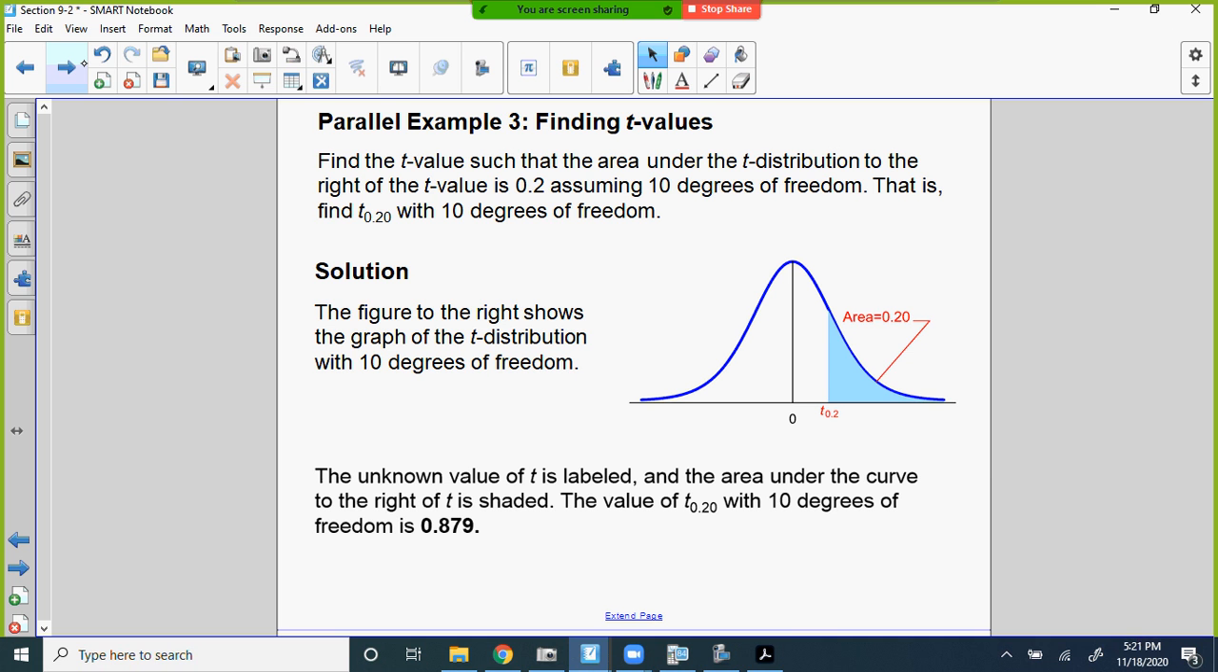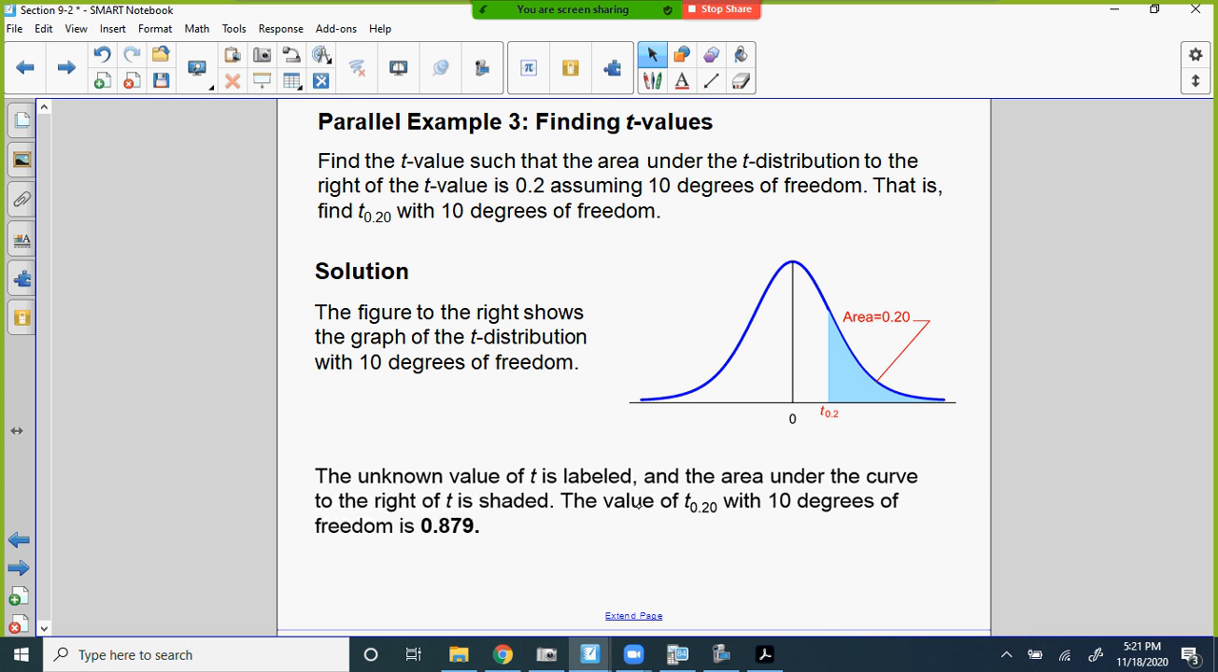All right. So, finding the t value such that the area under the t distribution to the right of the t value is 0.2, assuming 10 degrees of freedom. That is, find t 0.2 with 10 degrees of freedom, right? It ought to be 0.879, if we've done it correctly. Well, we're about to use the table, and we're going to see it.